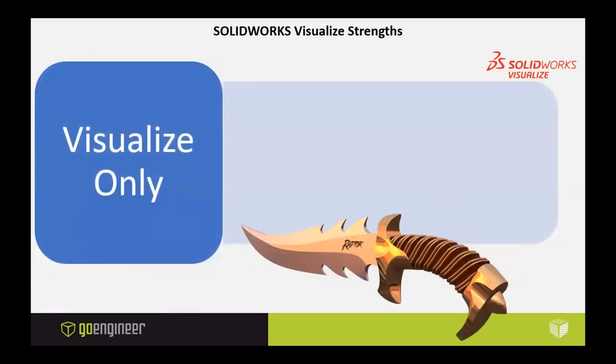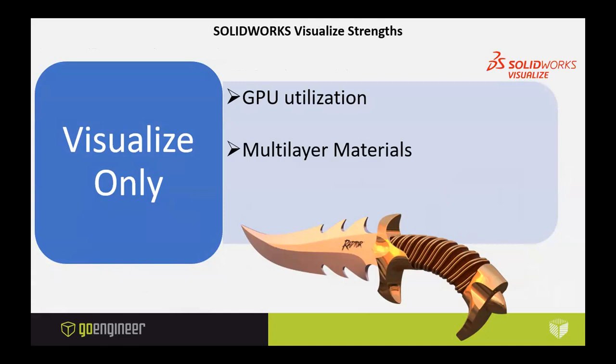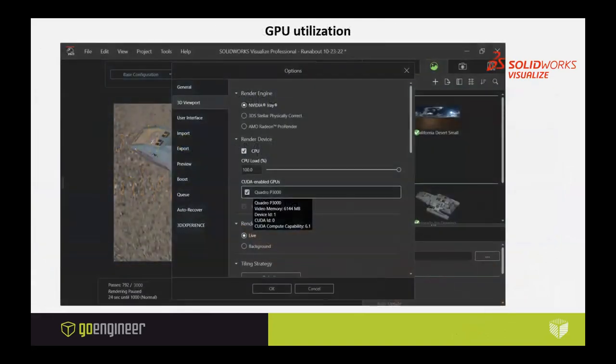Okay. Now, things that are unique to Visualize that it can do: GPU utilization, multi-layer materials, and a separate serial number for the license install. All right, so GPU utilization.